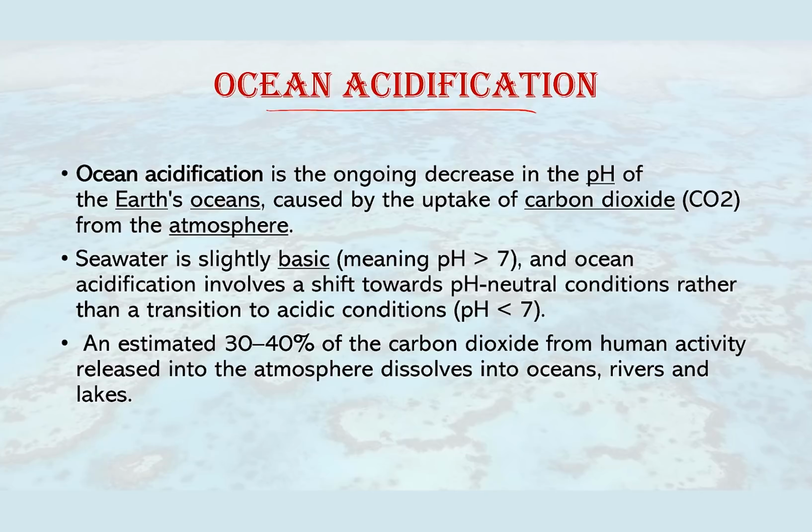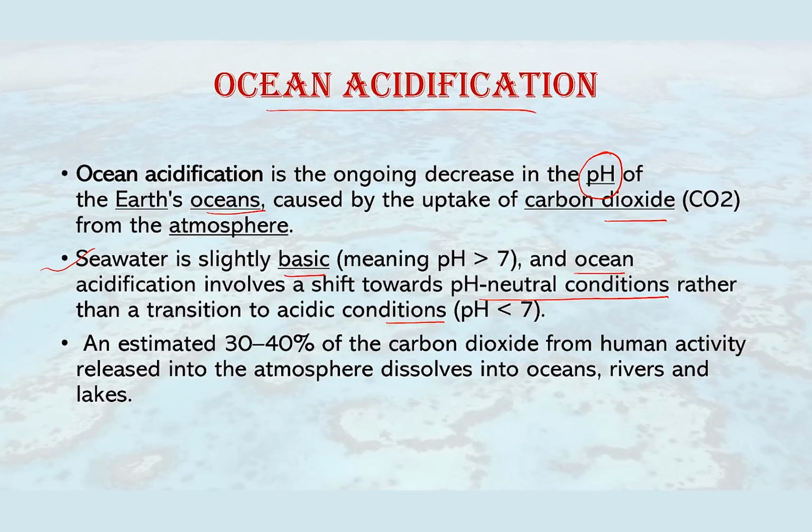Ocean acidification is the ongoing decrease in the pH of Earth's ocean, which is caused by the uptake of carbon dioxide from the atmosphere. Seawater is slightly basic in nature. For a solution to be basic, the pH should be greater than 7, and ocean acidification involves a shift towards pH neutral conditions rather than a transition to acidic conditions.